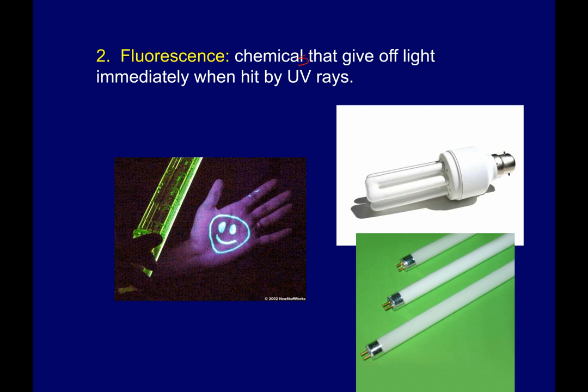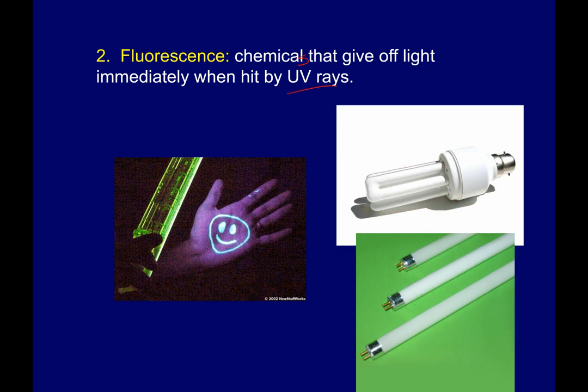So this isn't like glow in the dark stickers and glow in the dark t-shirts, because they keep giving off light after the UV rays are taken away. A better example of these are fluorescent tubes, fluorescent light bulbs. And you see these throughout the school.